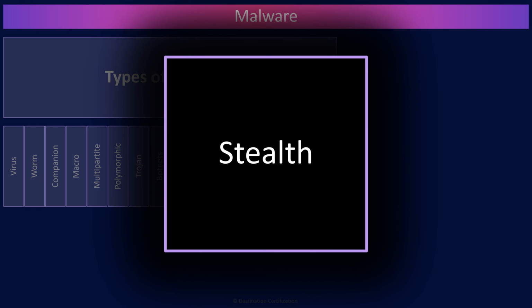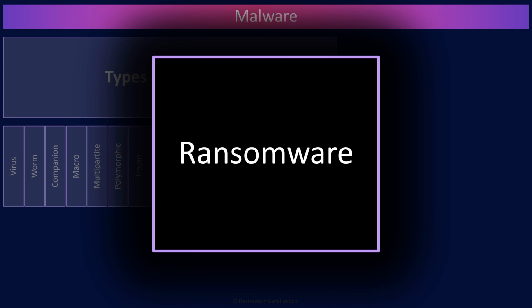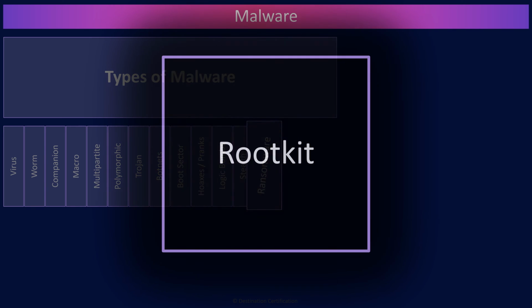Stealth is malware that is specifically designed to actively disable the security tools on a system and therefore not be detected. For example, stealth malware could disable the anti-malware software or the host-based IDS on a system. Ransomware is malware that is designed to deny access to systems or files, usually by encrypting them, until a ransom is paid, typically via Bitcoin.